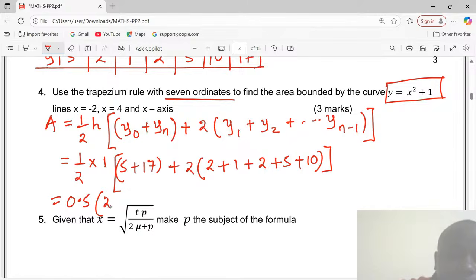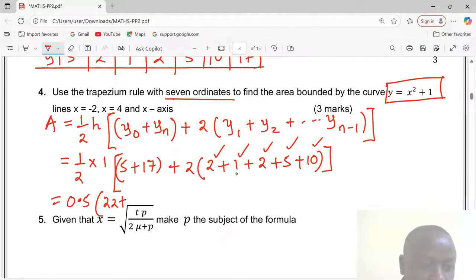22 plus 2, 3, 5, 10, 20. So that's a 40. It's my hope that I have computed well. 2 plus 1, 3, 5, 10, 20. So 20 by 2 becomes 40.